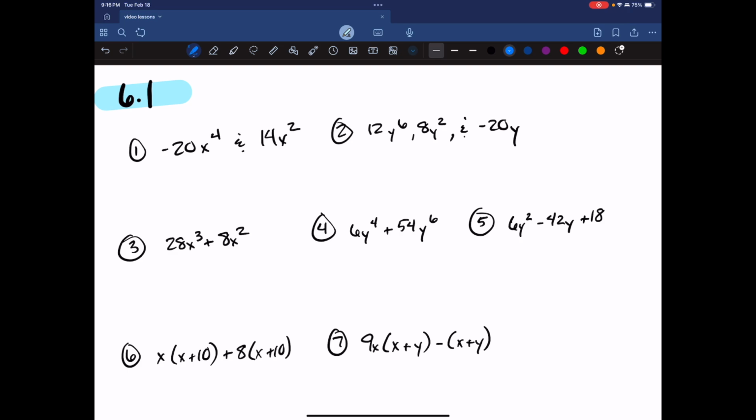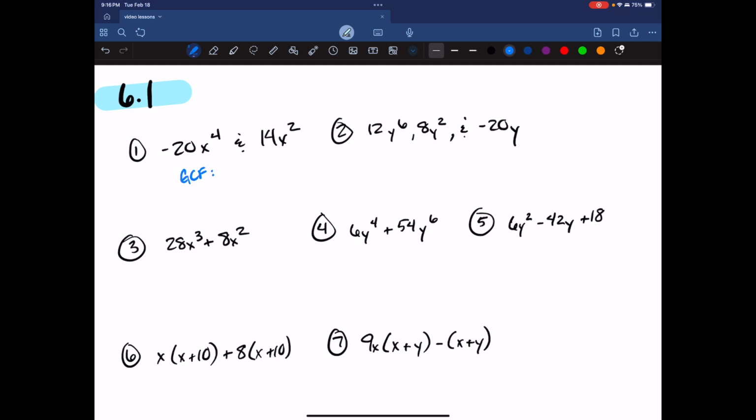Hey guys, welcome to 6.1. In chapter 6, we're starting the conversation about factoring. And in 6.1, it's all about greatest common factor. Okay, so on number 1, you have two terms, and there's no operation, so we're strictly looking for GCF.